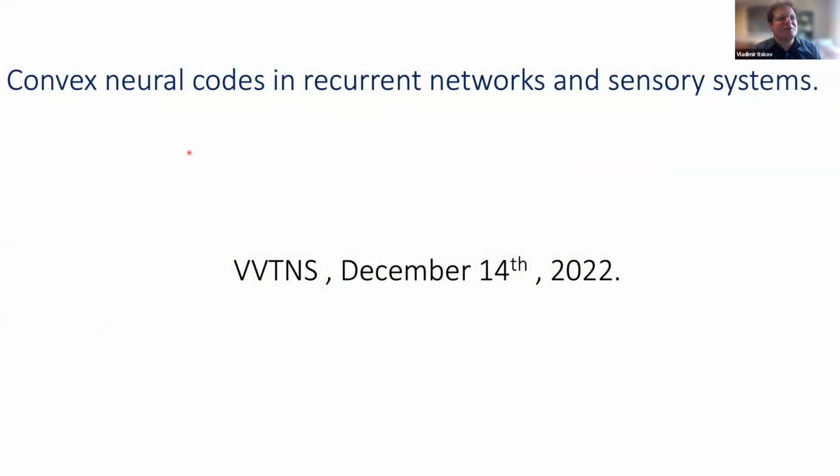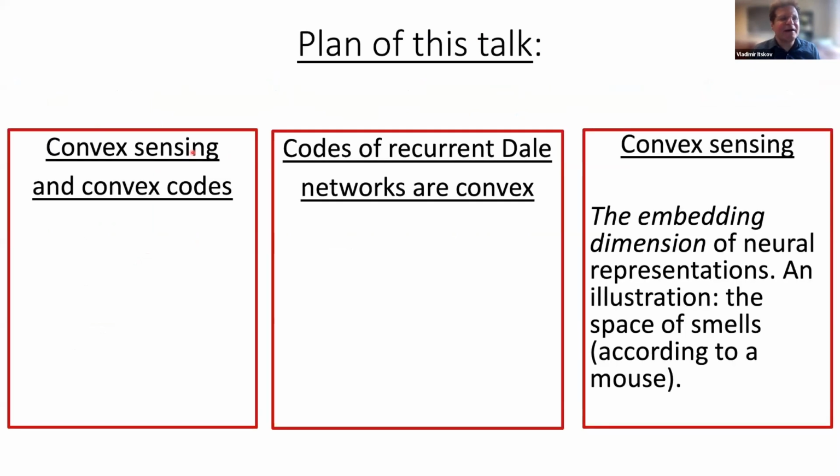So today I will talk about convex neural codes in networks and sensory systems. This is a very rough plan of my talk. First, I will tell you what I mean by convex sensing and convex codes. Then I will talk about recurrent networks and how convex codes somehow naturally arise in recurrent networks. And then towards the end, I will also tell you how convex codes and convex sensing can be exploited to infer something about neural systems that we don't understand well.